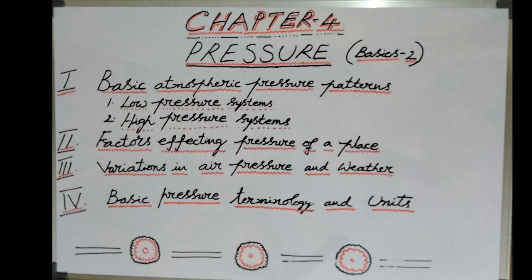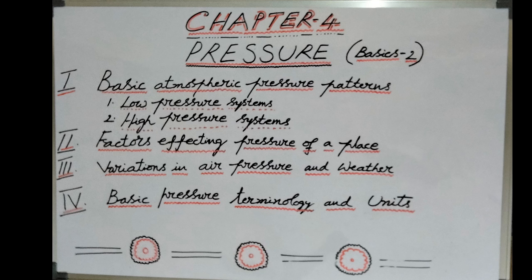Then we discussed the factors affecting the pressure of a place: temperature of air, altitude, humidity in air, revolution of the earth, and the fifth one, the difference in the rate of insolation. Just a couple of minutes back we discussed variations in air pressure and weather. High values of air pressure produce clear and stable weather. Low values of air pressure produce cloudy and unstable weather. Now we go to the last but one topic, basic pressure terminology, and the final thing is units of measurement of pressure. Only that much is there.